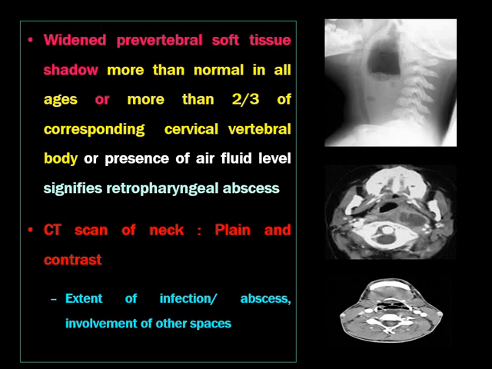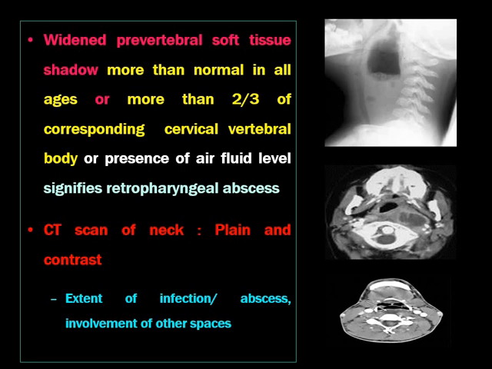But the most important investigation is the CT scan of the neck, plain and contrast. That is very important, and that can show us the extent of infection or abscess and involvement of the other spaces. You can see here, this is the retropharyngeal space abscess, which is compressing upon the food passage and the airway on the left side. You can see the abscess here. This is the retropharyngeal space abscess. Therefore, CT scan is the most important investigation to be performed. Plain X-ray, soft tissue neck lateral view is the most commonly performed investigation for retropharyngeal space abscess.